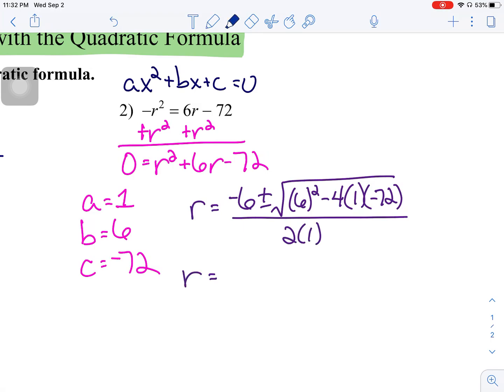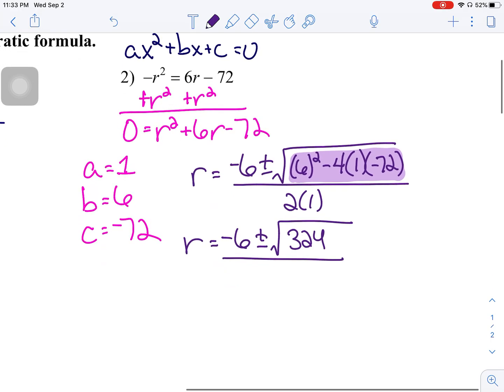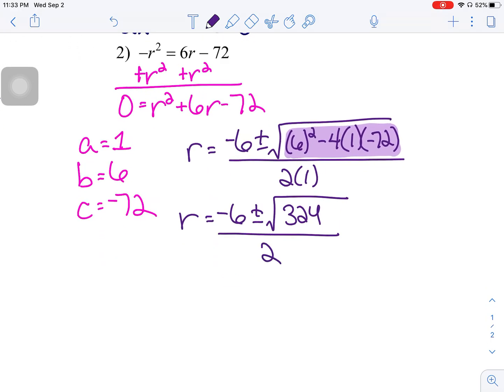All right. So what goes in the calculator? For me, I am going to put this entire expression in my calculator without the square root sign. Okay. So negative 6 plus or minus the square root. So 6 squared minus 4 times 1 times negative 72 is 324, all over 2 times 1 is 2. All right, so 324. I don't know if it's a perfect square or not, so I'm going to take the square root of 324. Ooh, my calculator just told me that answer is 18.